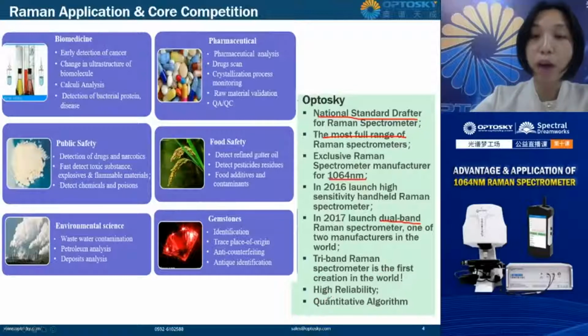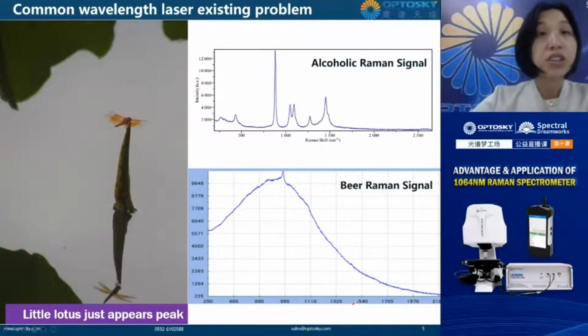And also we have high reliability instruments, and also a quantitative algorithm. So Optosky are quite professional Raman spectrometer manufacturers, and have been developing in these areas for a very long time.